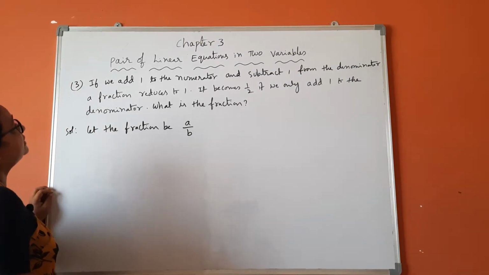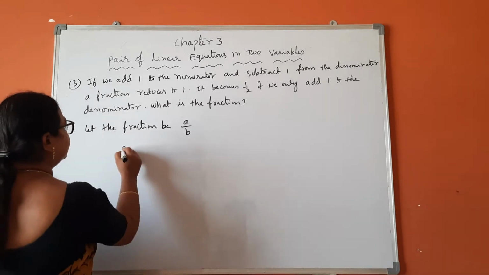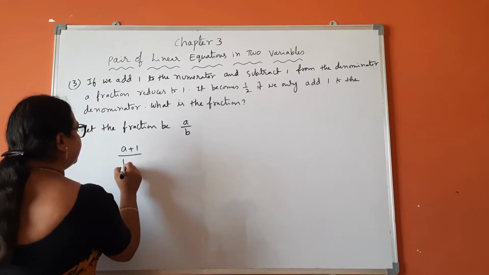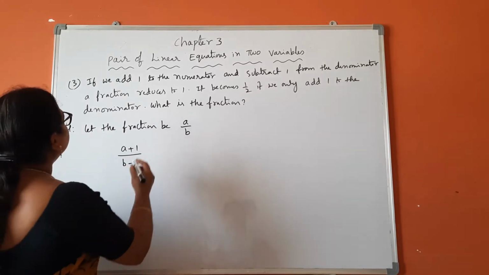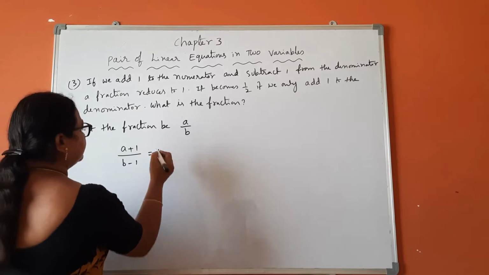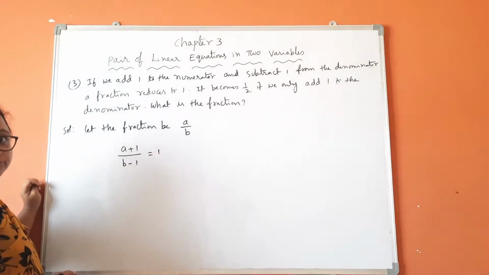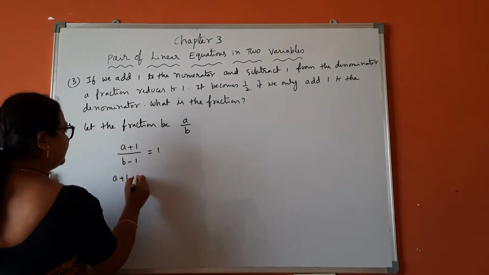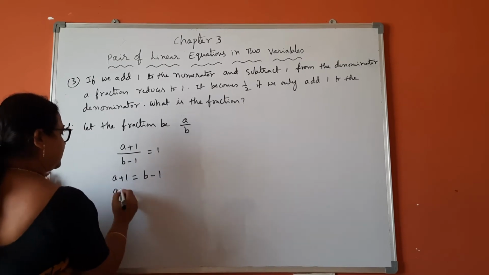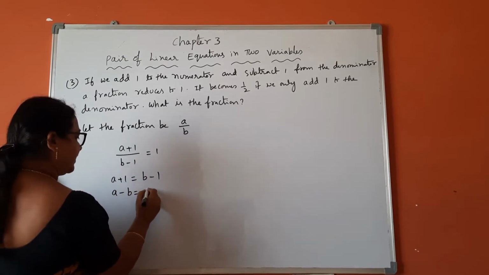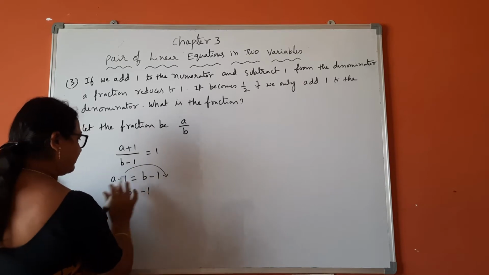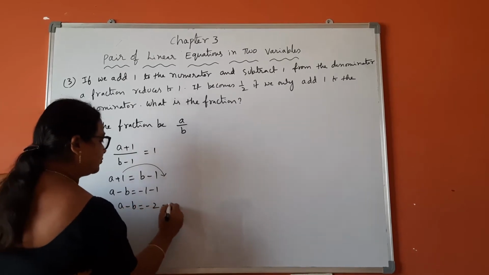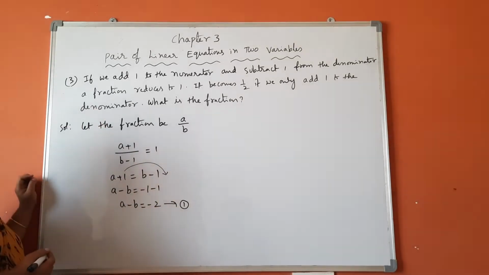What is the first condition? If we add 1 to the numerator, that means a plus 1, and subtract 1 from the denominator, b minus 1, a fraction reduces to 1. So a plus 1 by b minus 1 is equal to 1. Now we will do cross multiplication. So a plus 1 is equal to b minus 1. A minus b is equal to minus 1 minus 1, if you transpose plus 1 from LHS to RHS, it becomes minus 1. So a minus b is equal to minus 2. This is our first linear equation in two variables.